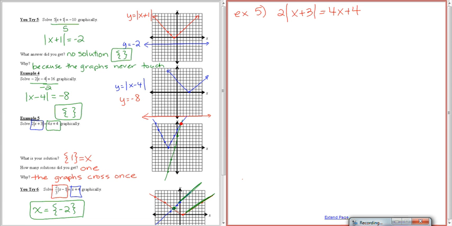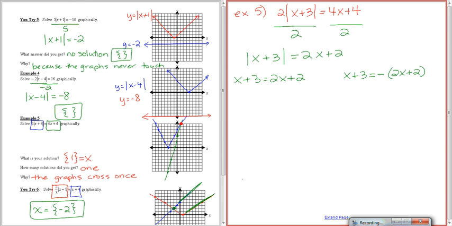Going down the page, let's look at example 5. Example 5 is 2 absolute value of x plus 3 is equal to 4x plus 4. Pause the video while you attempt to solve example 5 algebraically. I divide both sides by 2 to get the absolute value by itself. When I break my equation into two parts, my first part leaves everything the same and drops the symbol. In the second equation, when I negate the right side, I'm going to have to distribute and make this a -2x minus 2. Now I'll solve the rest algebraically.